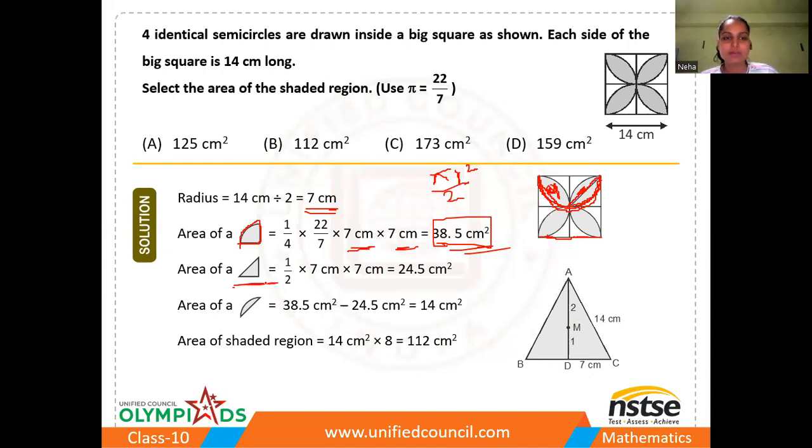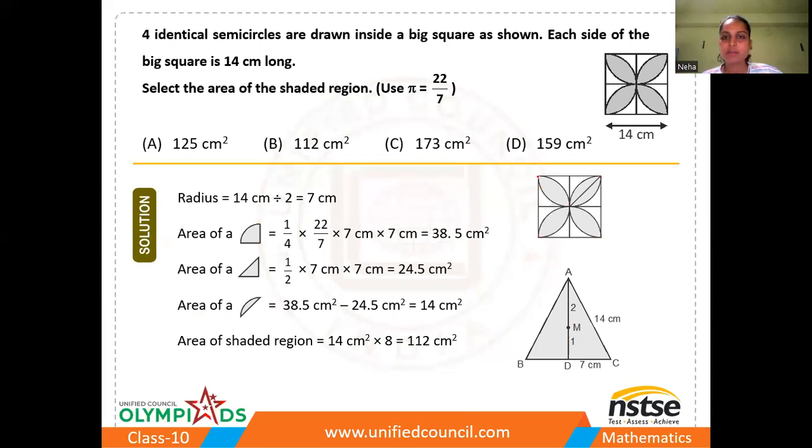Now, the area of this portion, that means the right angle triangle. The area of this right angle triangle is base into height, that means 7 into 7. This I am talking about this. Let me draw this.